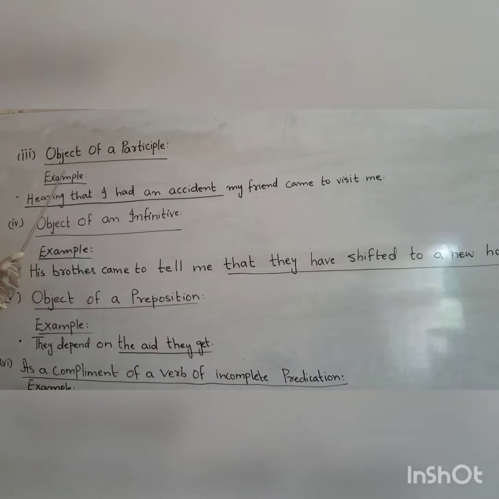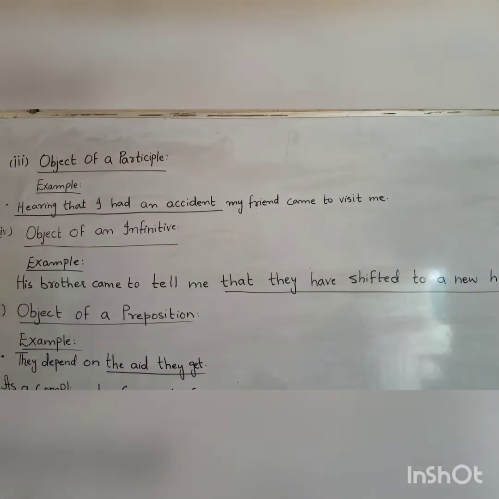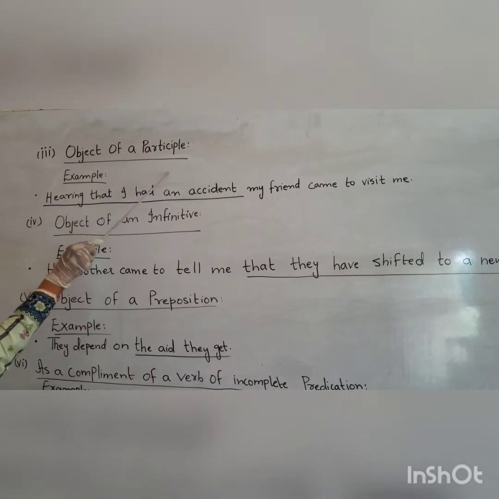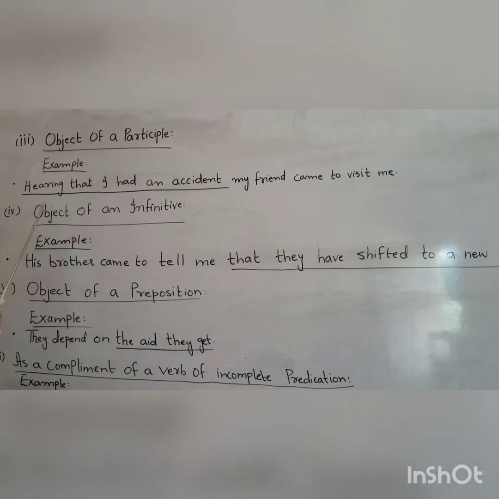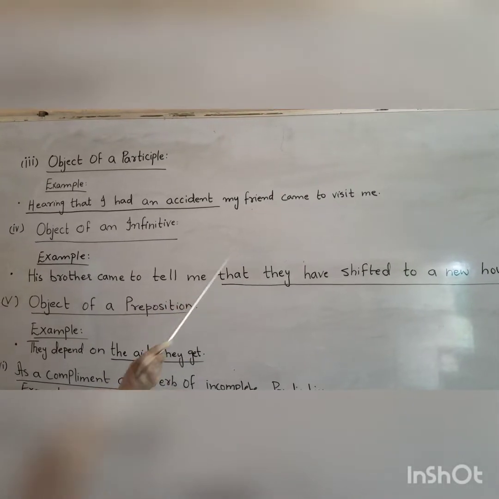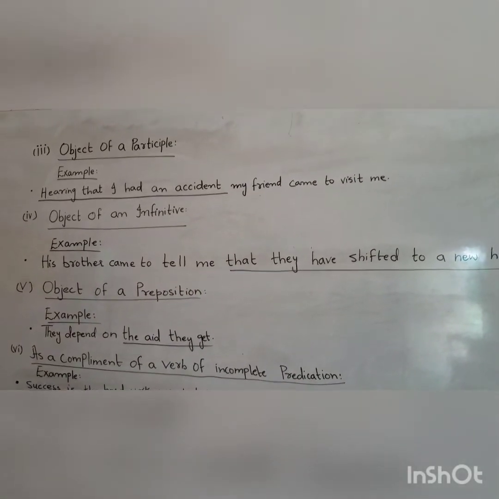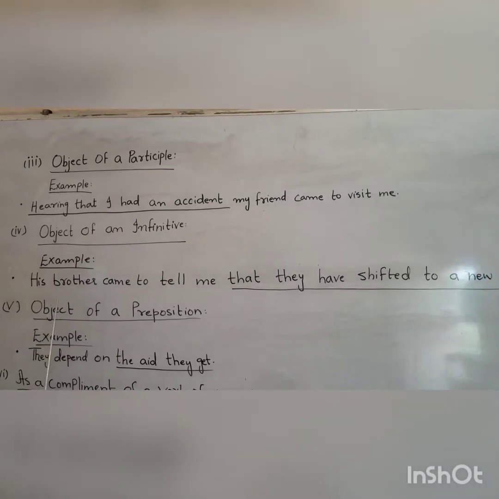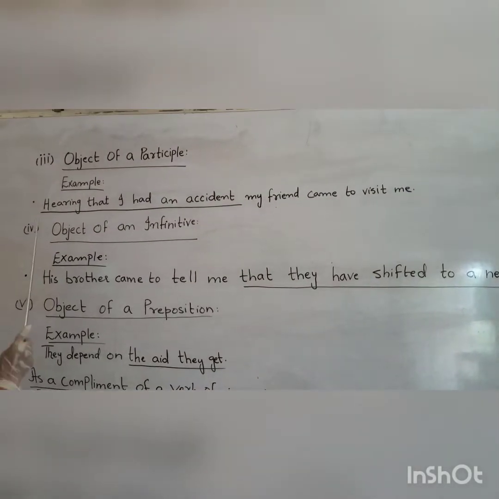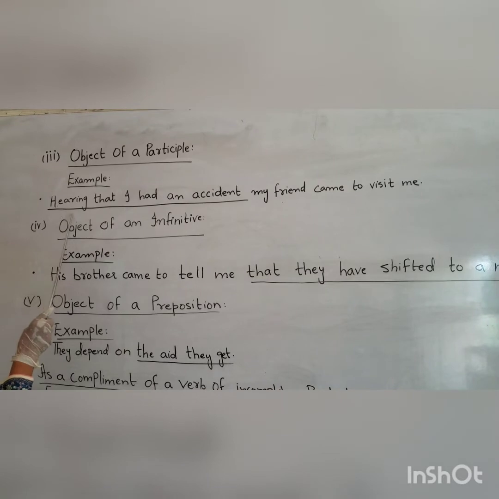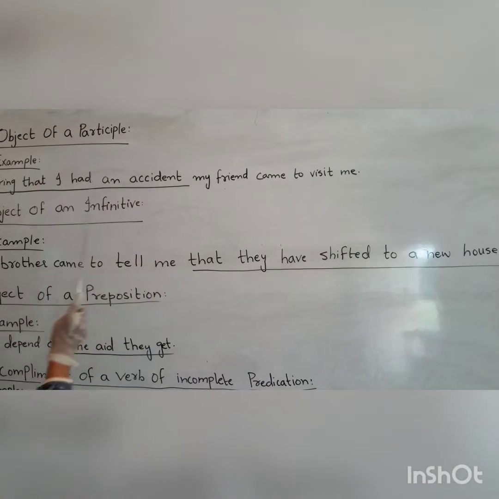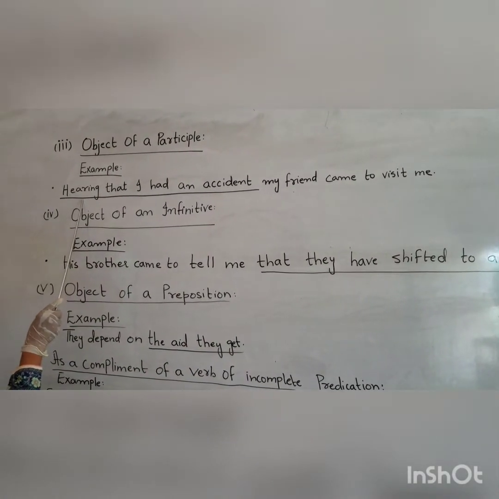Now we come to the third function, when we are using the clause as object of a participle. Example: hearing that I had an accident, my friend came to visit me. Now here, the noun clause in the sentence stands as the object to the participle, that is, hearing. And not for the verb came, but the focus is on the participle.